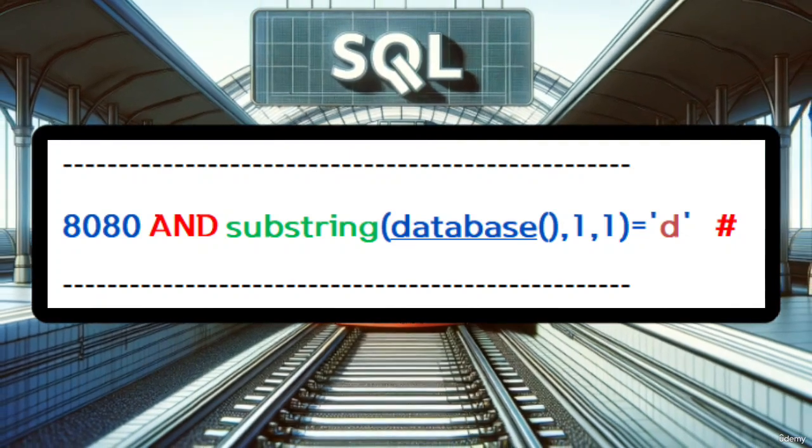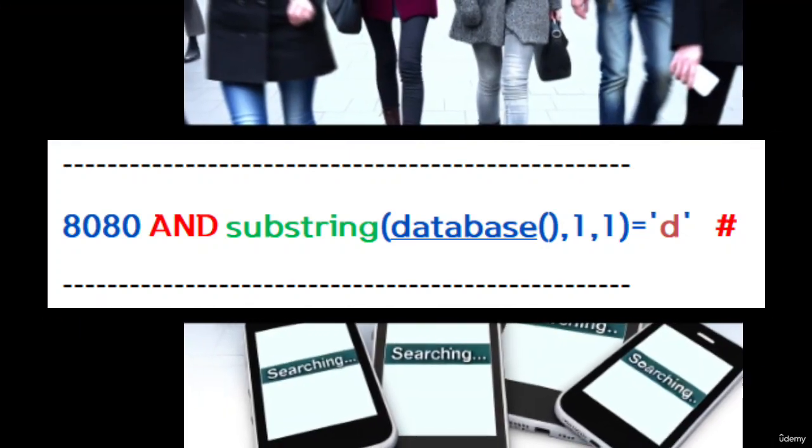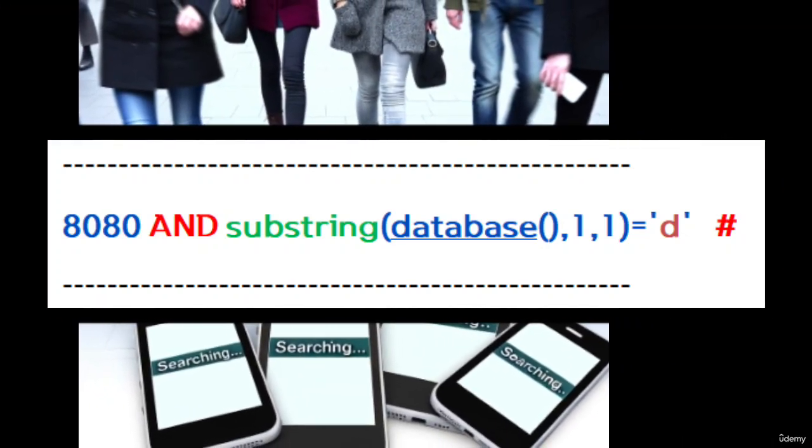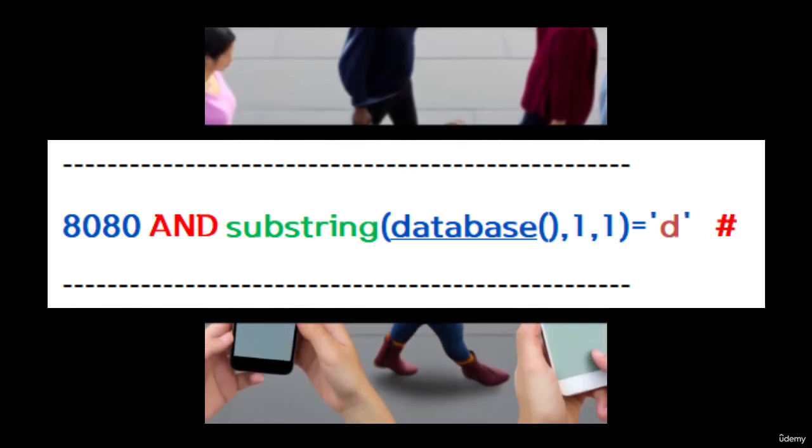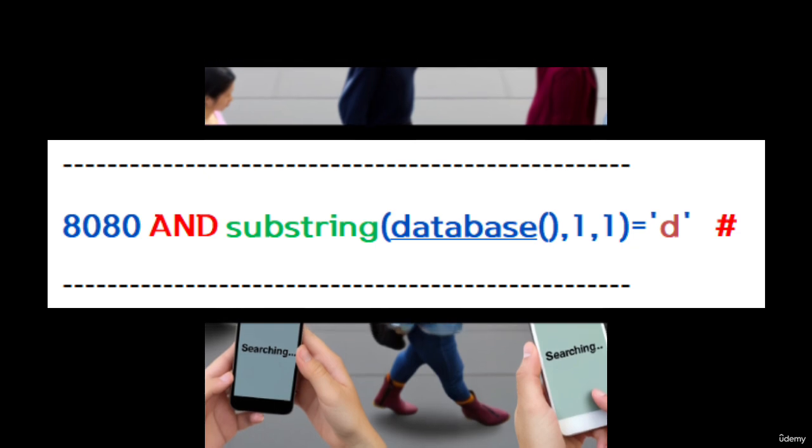Doing this, the database function would reveal the name of the database the current web page is using, and the hacker would use the substring function to extract the first letter of that name and check if it's D.